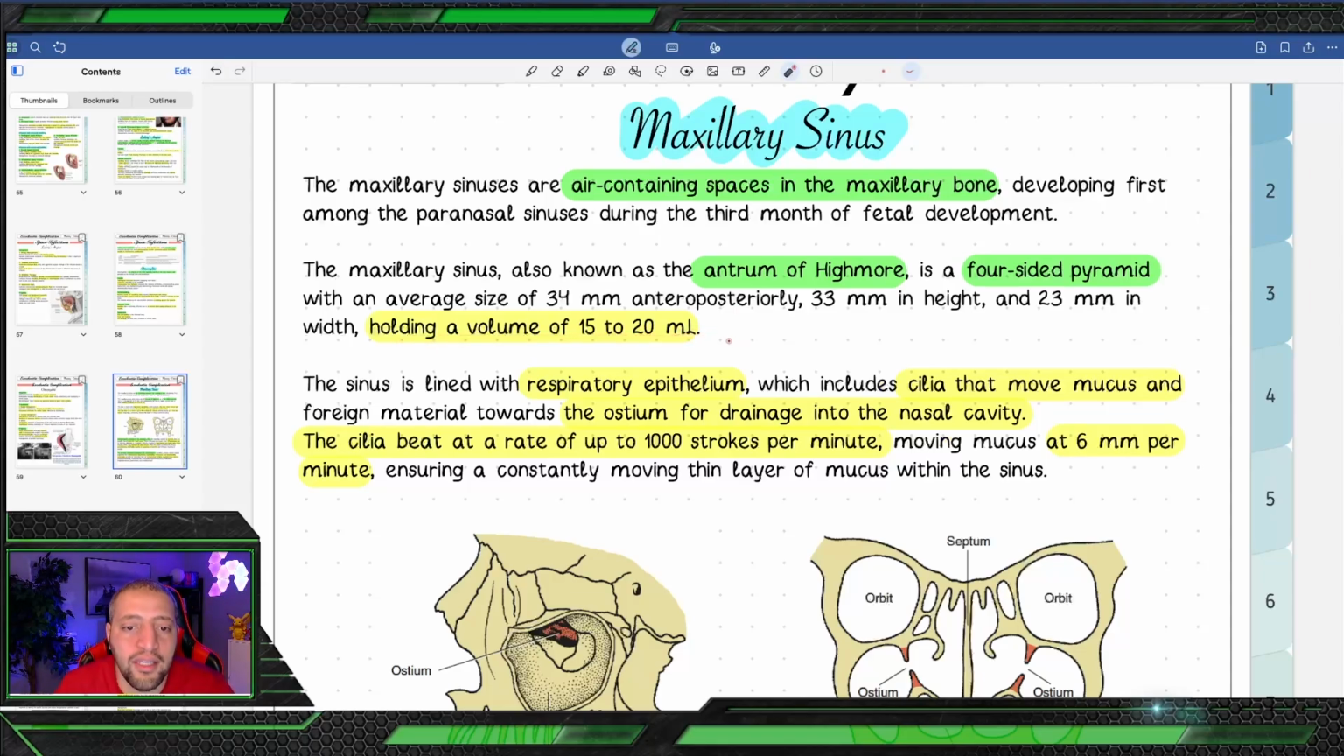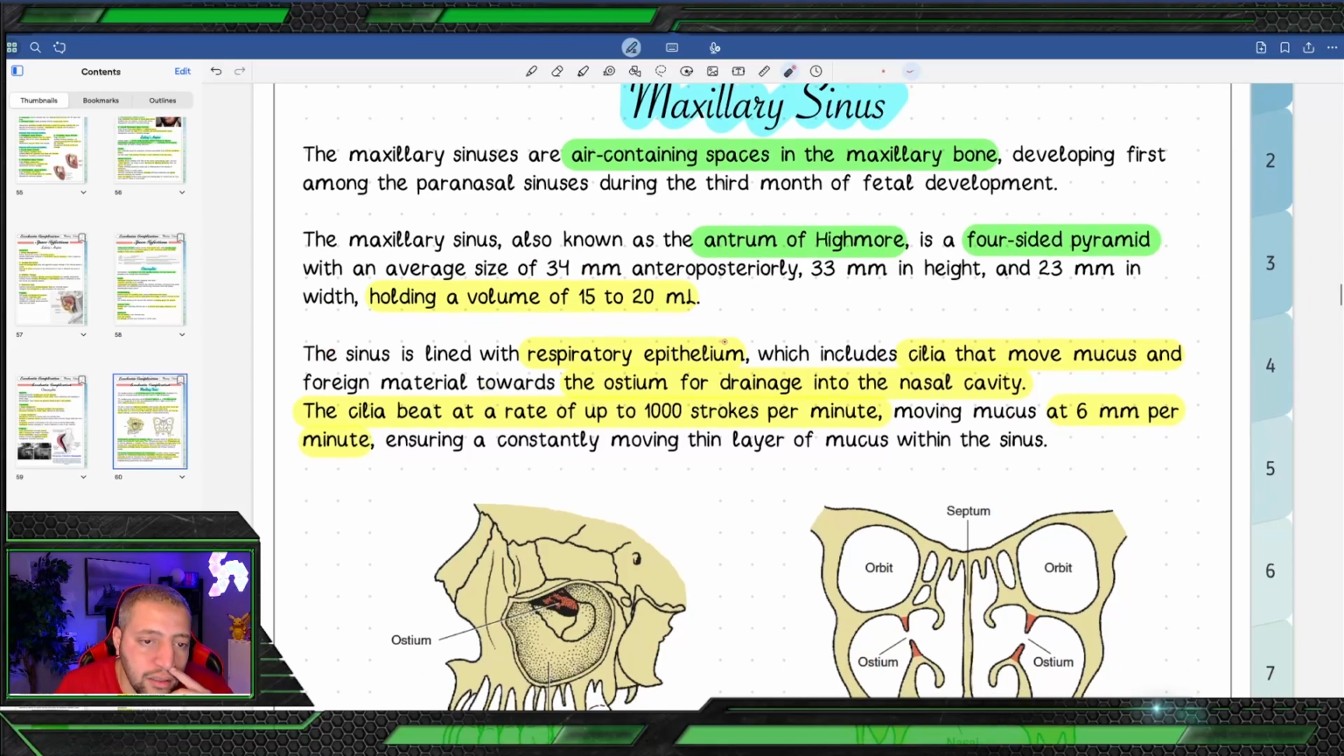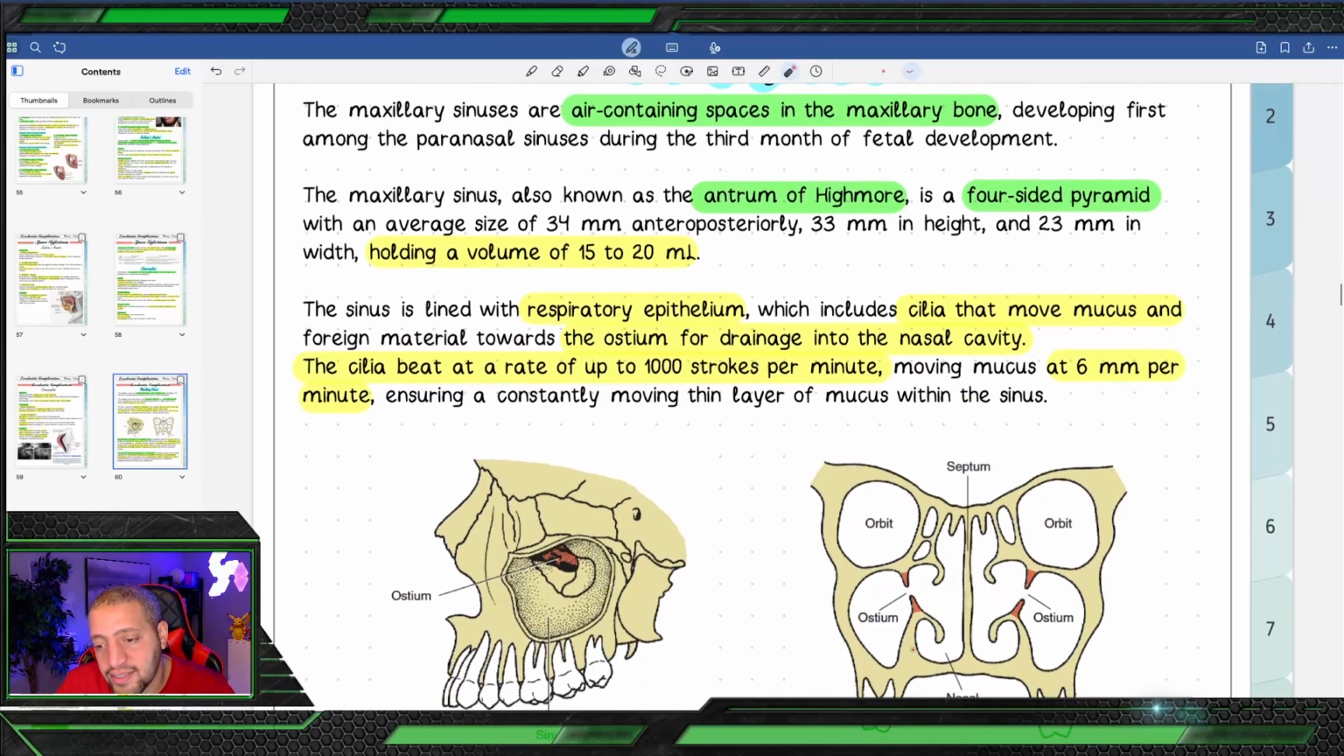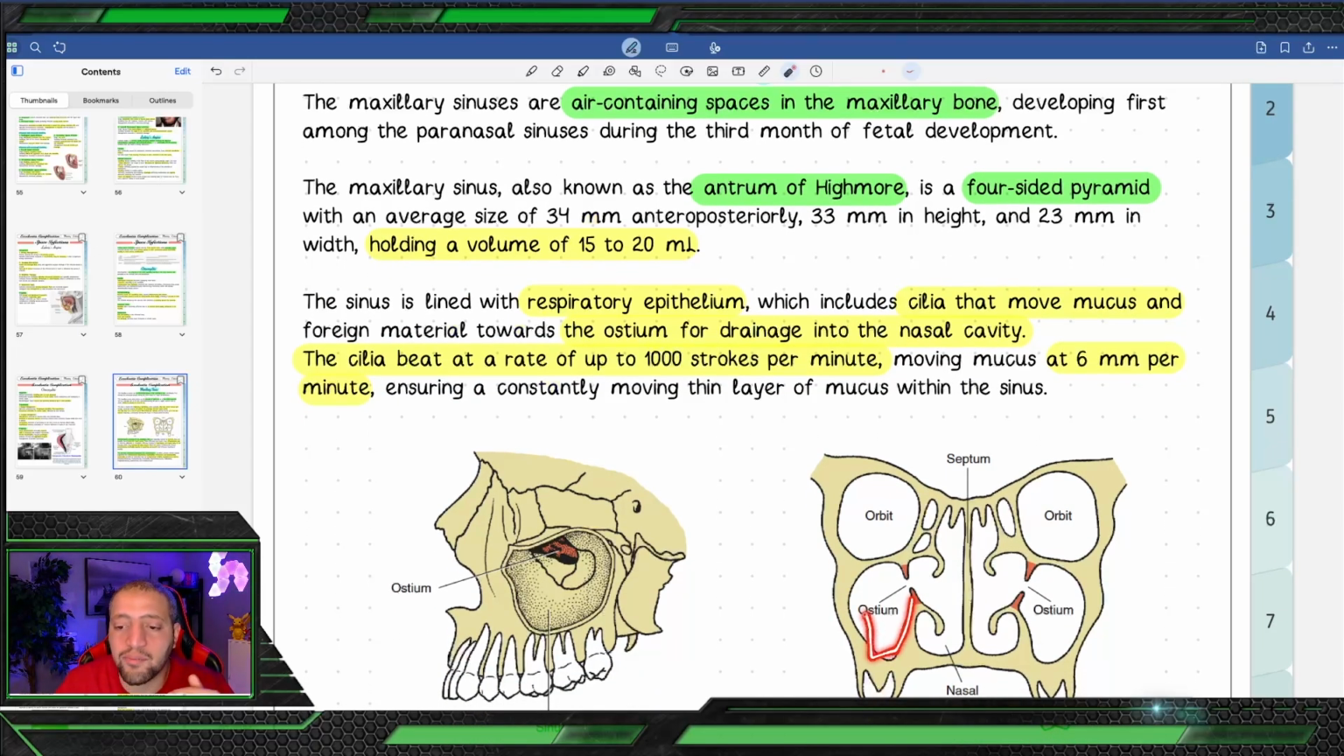and it holds a volume of 15 to 20 milliliters. What's the problem with the maxillary sinus? The sinus is lined with respiratory epithelium, not oral epithelium, which includes cilia. This can move mucus and foreign material toward the ostium. So what's the ostium? Because we have a space here, and this space has mucus. If the mucus has nothing to kick it out of the maxillary sinus, you might end up with stagnant mucus here, which is a perfect medium for bacteria to grow.